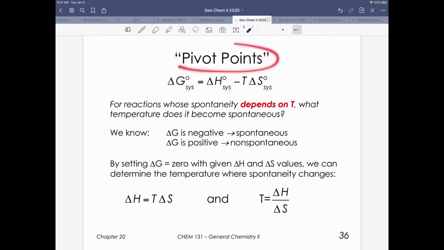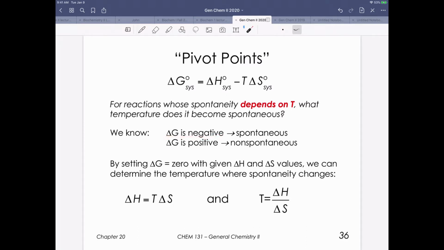So again, thinking about this concept of a pivot point. Certain reactions are going to have a temperature dependence to them because either enthalpy or entropy is going to be unfavorable. So if entropy is favorable, we want to be helping that, and so we want to increase temperature. If entropy is unfavorable, we want to be diminishing its contribution, so those are going to be reactions that are spontaneous at low temperatures.